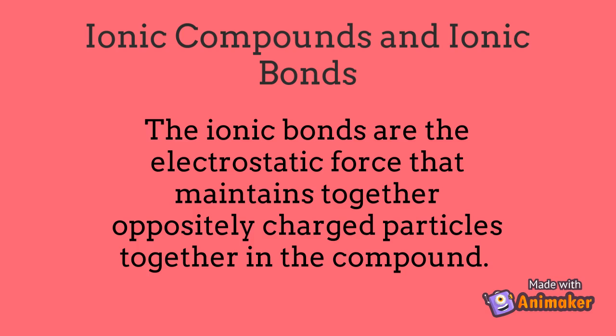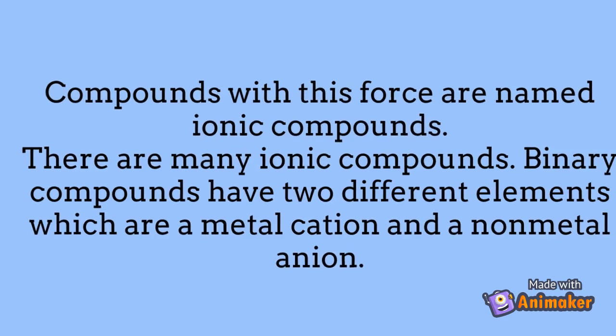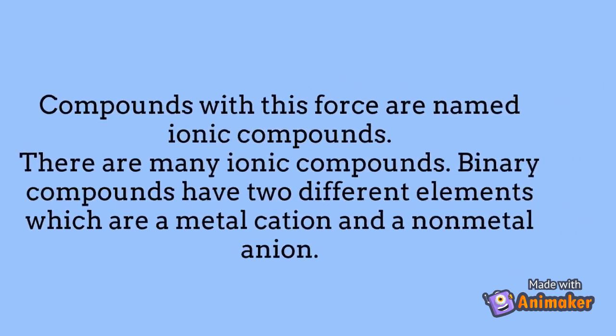Now we pass to ionic bonds and ionic compounds. Ionic bonds are the force that makes opposite charges attract. Compounds with this force are ionic compounds. A type of ionic compound is a binary compound because it has two different elements: metals, cations, and non-metal anions.